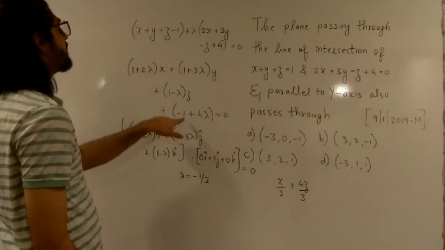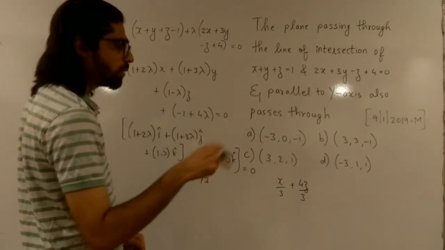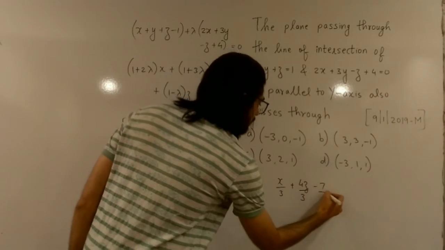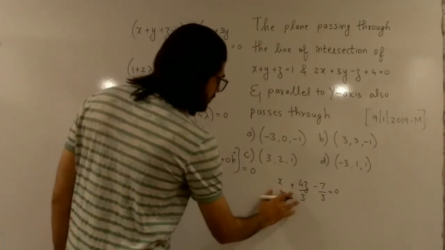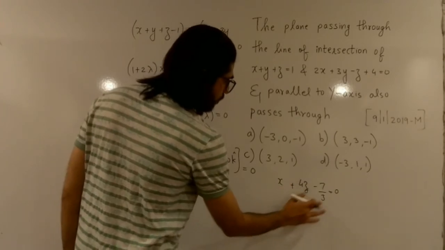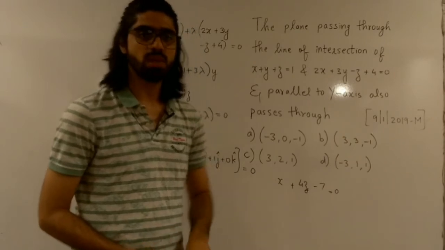Over here I will have minus 1 minus 4 upon 3. So minus 1 minus 4 upon 3 makes it minus 7 upon 3 equal to 0. I can multiply throughout by 3. So the equation becomes x plus 4z minus 7 equal to 0. Now whichever point satisfies this equation is our answer.